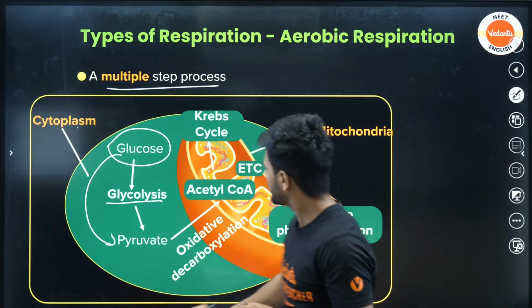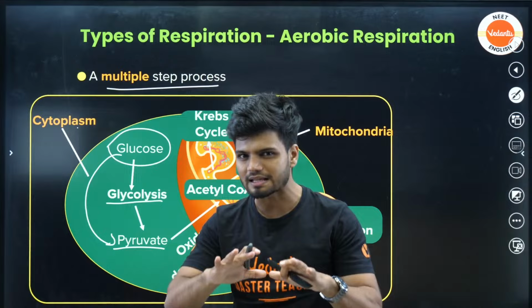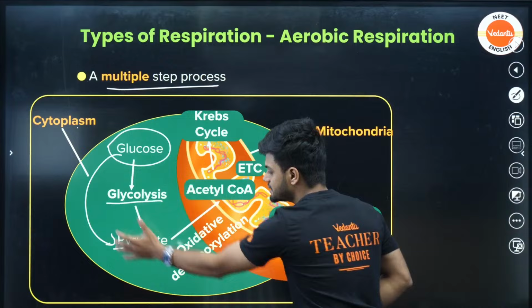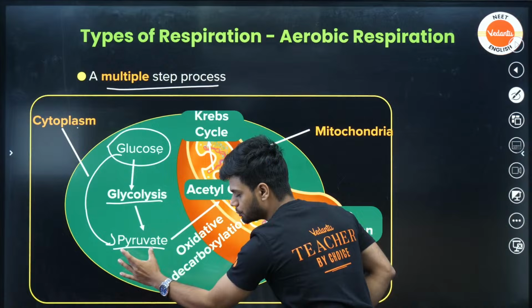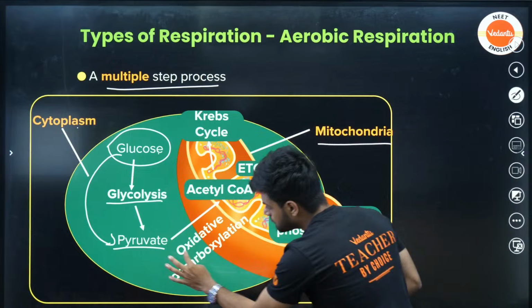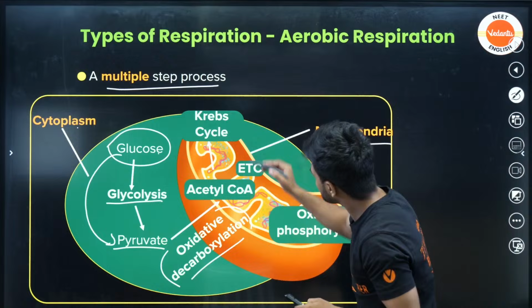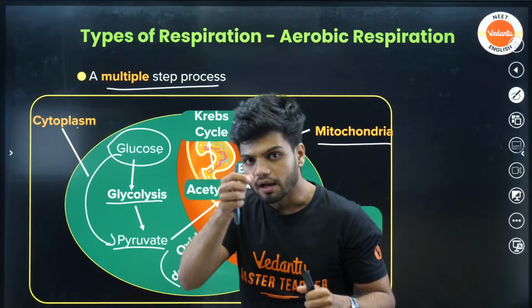Similarly, in aerobic respiration, once glycolysis is over, the pyruvate is sent inside the mitochondria. Students, this is just the outline. I'll be teaching you in detail later on. Inside the cell, in the cytoplasm, glucose is converted to pyruvate. This pyruvate is sent inside the mitochondria. Inside the mitochondria, we have oxidative decarboxylation, also called the link reaction. Inside the same matrix of the mitochondria, we have the Krebs cycle. Inside the inner membrane, we have the electron transport chain.